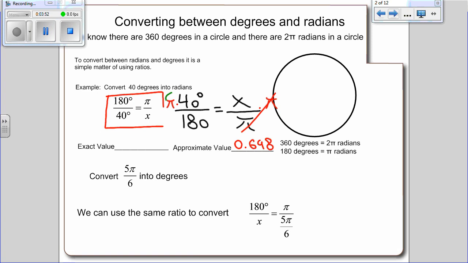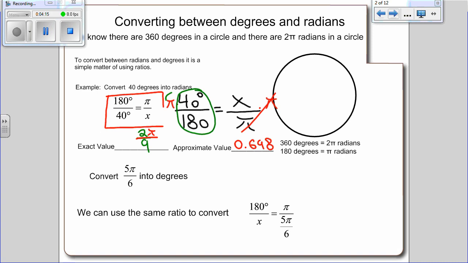The exact value, I don't want to multiply by pi. So I'm going to just take this fraction of 40 over 180. I'm going to put that in my calculator. I'm going to use math bracket to turn it into 2 over 9. And then I'm going to leave the pi on top beside the 2. So I would say it's 2 pi over 9 would be my exact value.